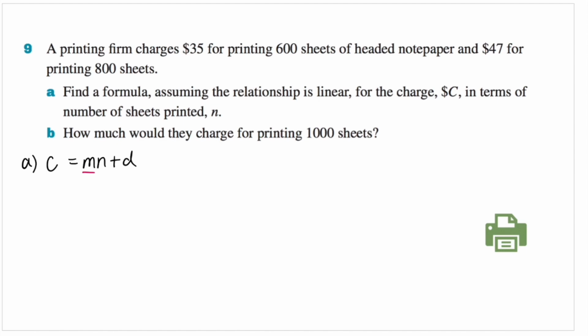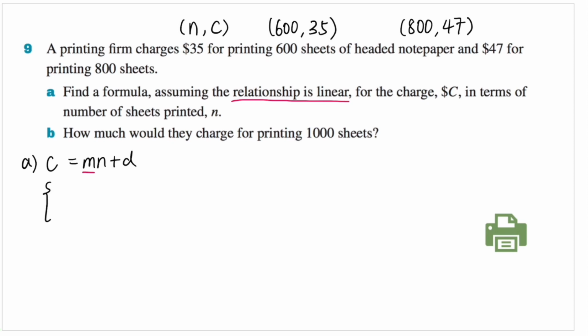We don't know if there's any fixed charge. We don't know that yet. All we know is that this relationship is linear. There could be a linear relationship where the line passes through the origin, which means D will equal 0, but we are not sure, so we have to find out. So here are our coordinates. The coordinates will be printing N sheets of paper and the cost. So it's N, C. When printing 600 sheets of paper, it costs $35. And when we printed 800 sheets of paper, we paid $47. So these are the two coordinates we'll be using to solve the simultaneous equation.